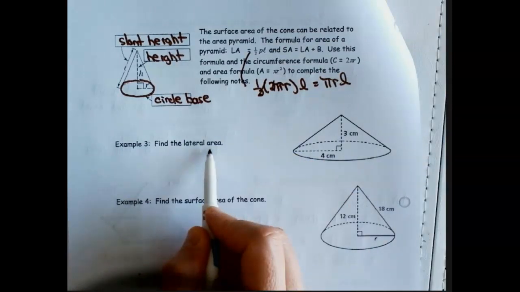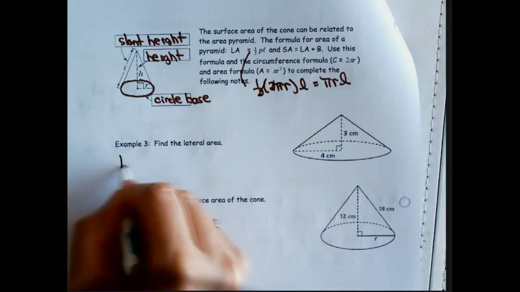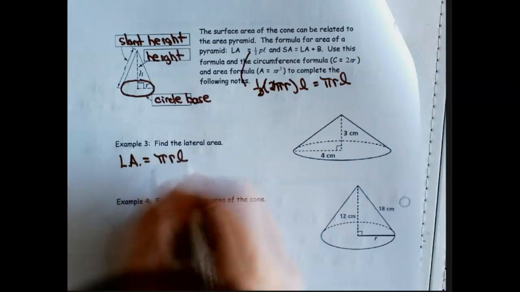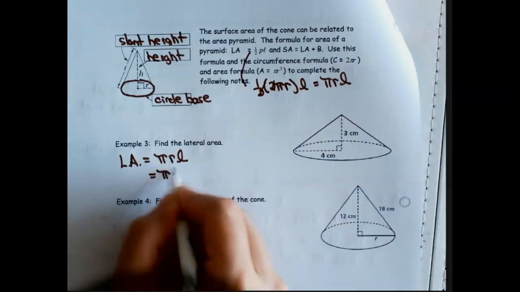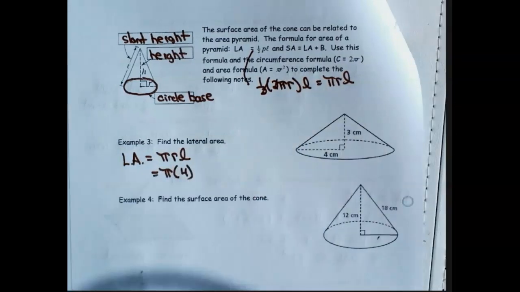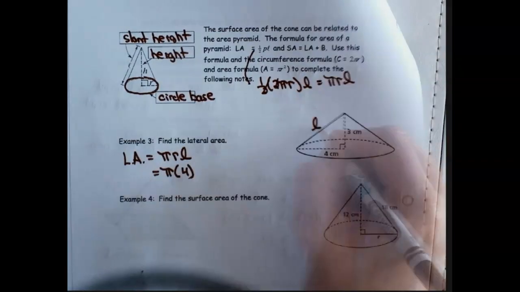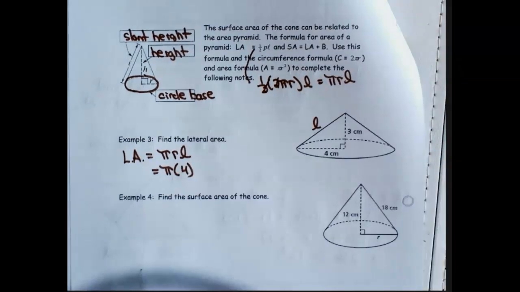So let's go take a look at number 3. All they want us to do is find the lateral area. So if you look at your formula sheet for cone, it says the lateral area is equal to pi RL. So we've got the radius, which is 4. Now what we don't have is the slant height. So think about how would we go and find that slant height? What formula would you use, and ultimately what do you end up with for the slant height?